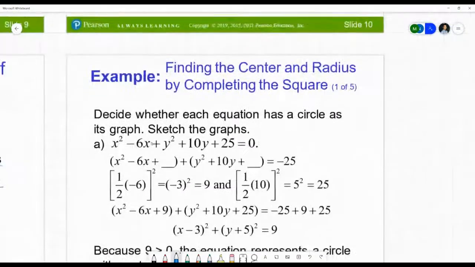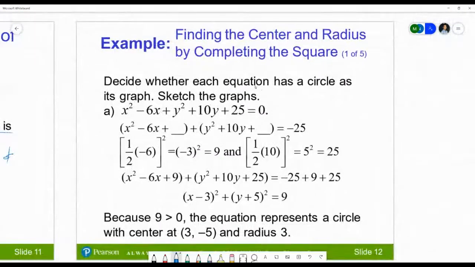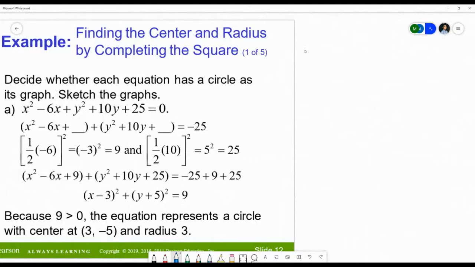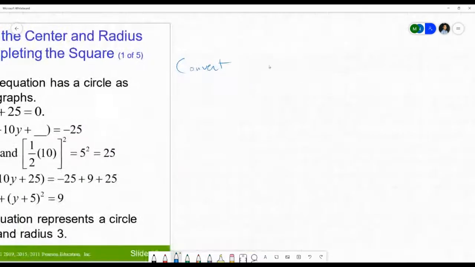All right, so determine whether each equation is a circle or not, and then sketch the graph. Okay? So here what we're going to learn is completing the square. So here is how to convert standard form to graphing form.